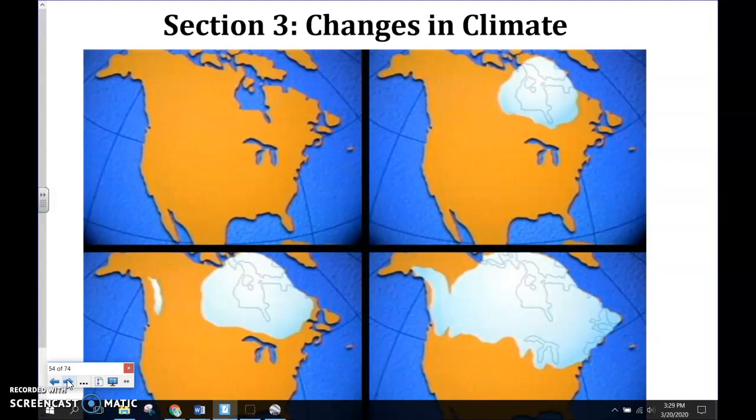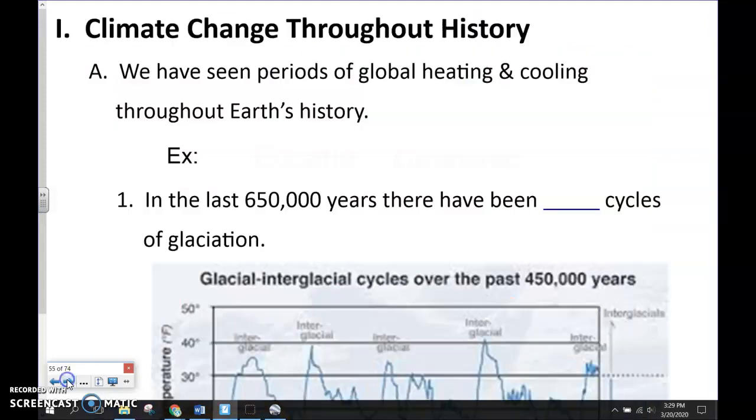But anyways, section 3, climate change. You're looking at a picture depicting spreading of glaciers across North America because, of course, yes, we have seen periods of heating and cooling in Earth's history.